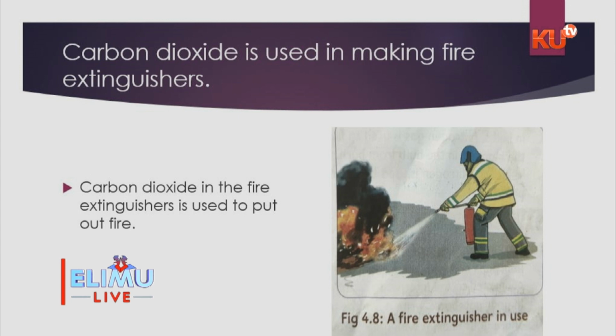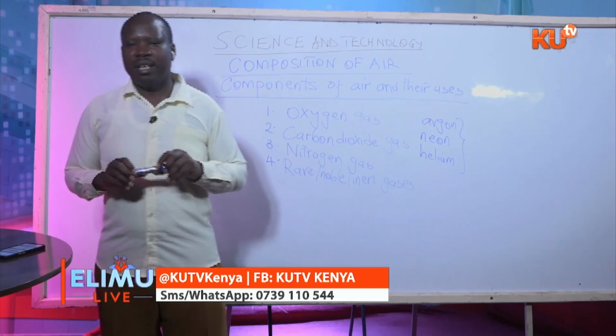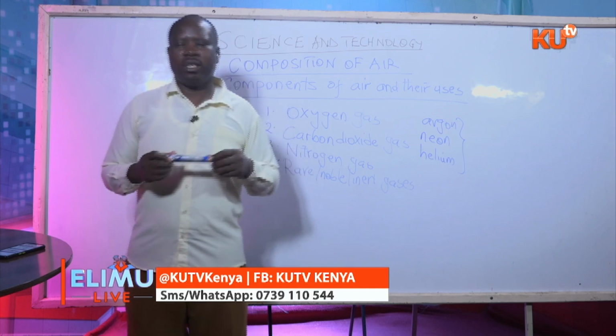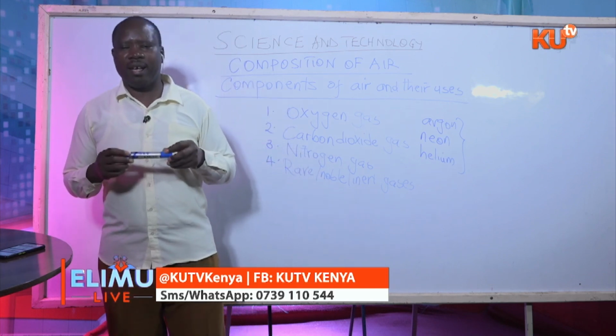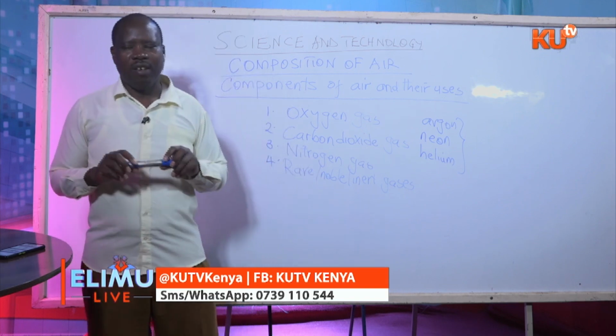And this chemical substance, when it is sprayed at the base or the source or the start of fire, because carbon dioxide does not support burning, it will put out that fire. And that leads us to the third use of carbon dioxide, that carbon dioxide is used to put out fire, or it is used in fire extinguishers to put out or to extinguish fire.